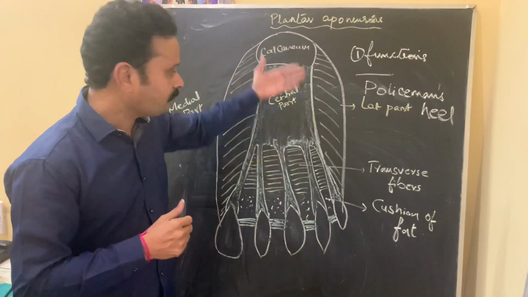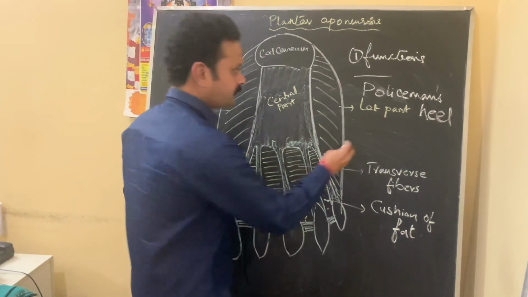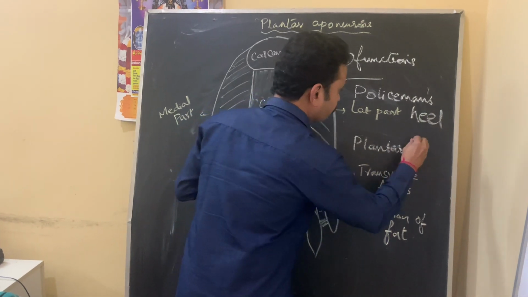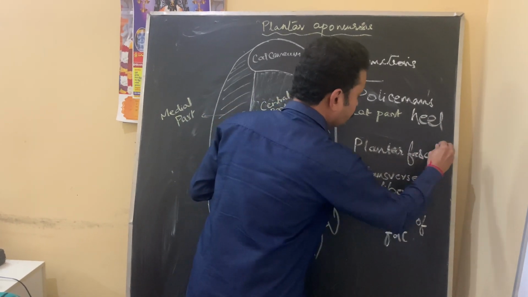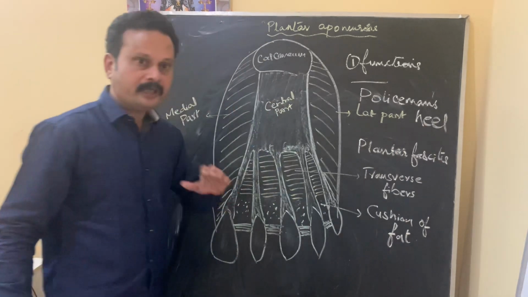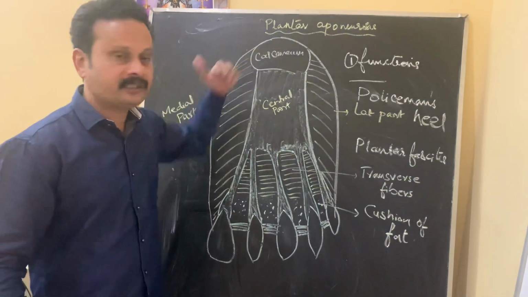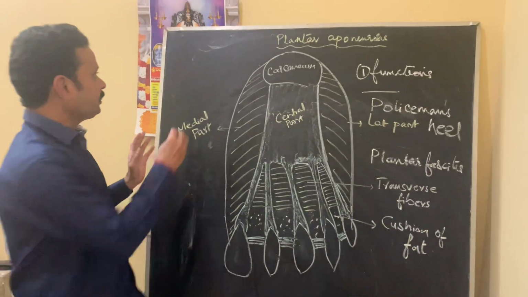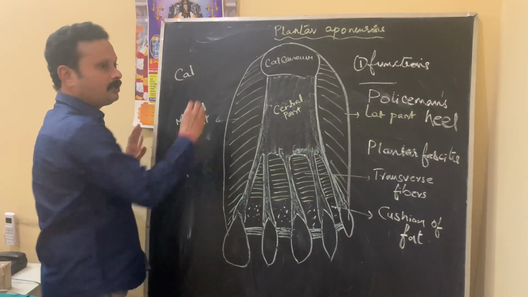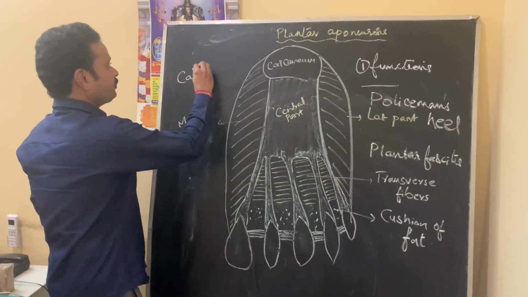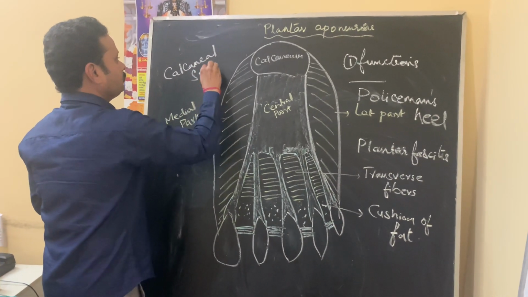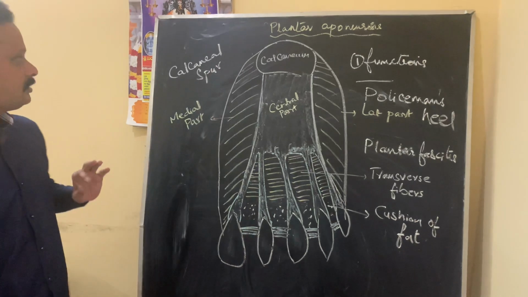Sometimes the inflammation of this plantar aponeurosis, which is plantar fasciitis, could induce abnormal ossification in the region of the calcaneum bone and resulting in the formation of bony outgrowths, which we can call as calcaneal spur or heel spur.